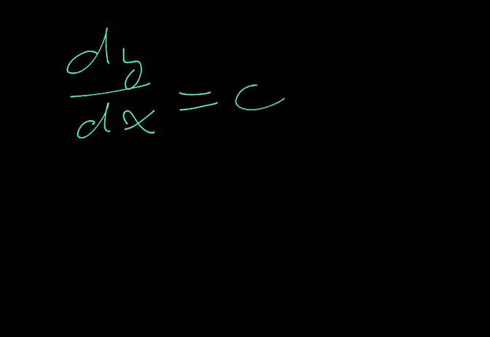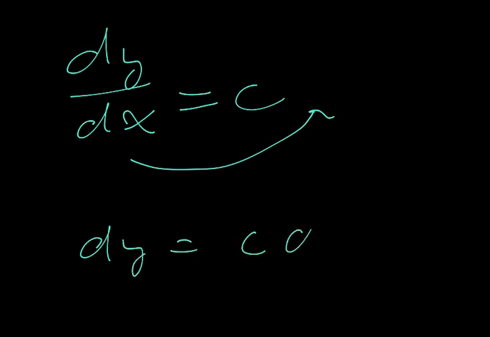In this video, we're going to look at using separation of variables to solve differential equations. So let's say we're given some differential equation dy/dx is equal to a constant. We'll call that constant c. So what we can do is play a kind of clever trick with the notation. We can move this dx to the other side, and then that's going to give us dy is equal to c times dx.